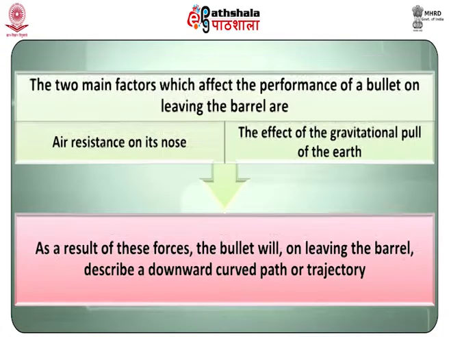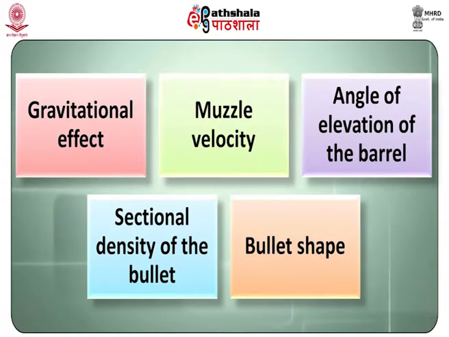to conventional bullets. The two main factors which affect the performance of a bullet on leaving the barrel are air resistance on its nose and the effect of gravitational pull of the earth. As a result of these forces, the bullet will, on leaving the barrel, describe a downward curved path or trajectory. The exact shape of this trajectory can be predetermined by knowing gravitational effect, muzzle velocity, angle of elevation of the barrel, sectional density of the bullet, bullet shape.